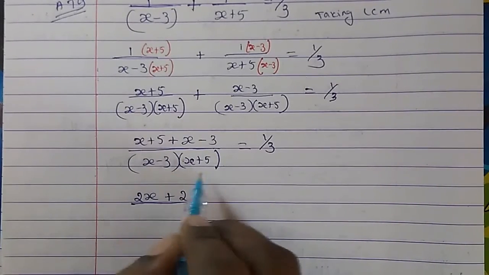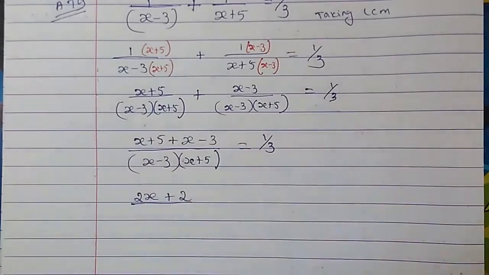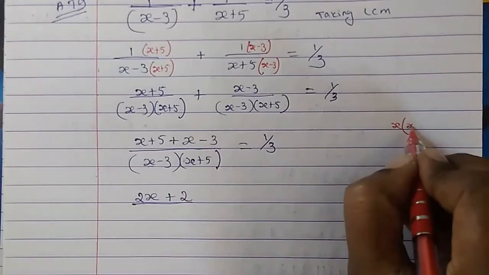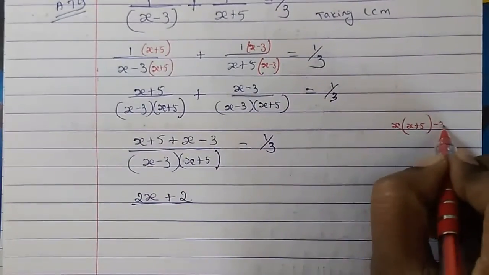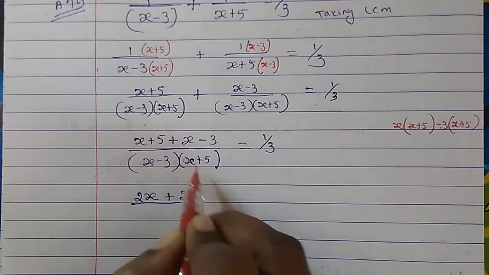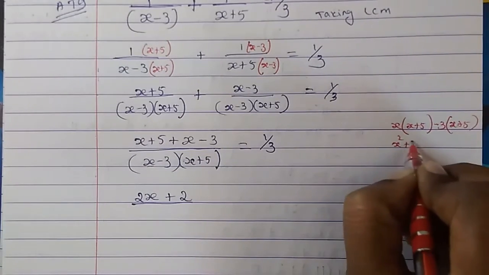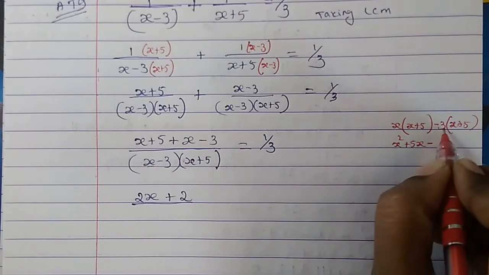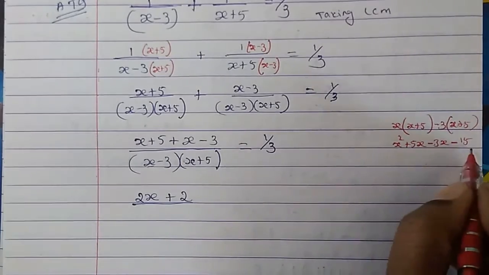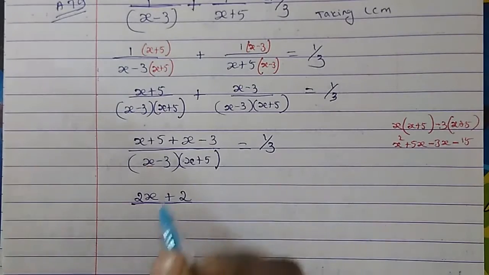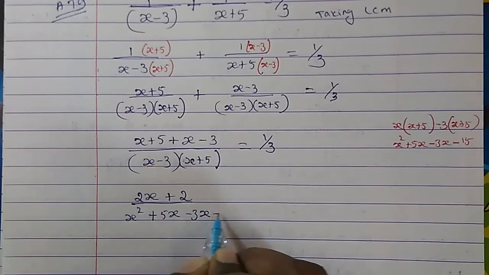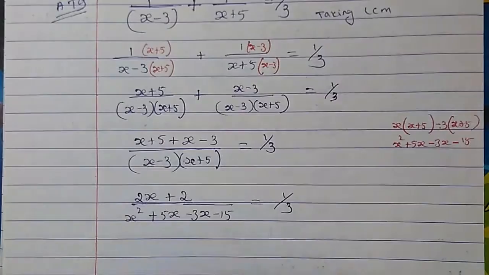Then we can solve this by multiplying. The whole thing x plus 5 we multiply, and with minus 3, the whole thing we multiply. So we get x square plus 5x minus 3x, and minus into plus will become minus 15. So we write here x square plus 5x minus 3x minus 15 equal to 1 upon 3.